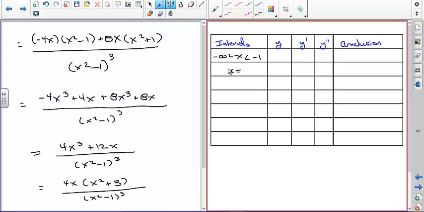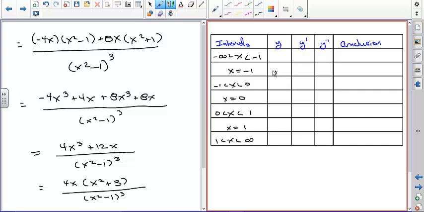So the intervals are from negative infinity to negative 1. Then x equals negative 1. Then from negative 1 to 0. Then x equals 0. Then from 0 to positive 1. And then x equals positive 1. And then from 1 to positive infinity.